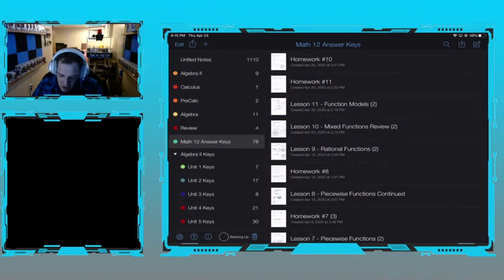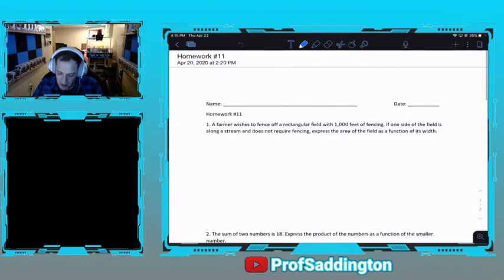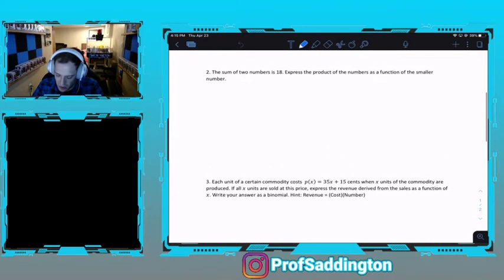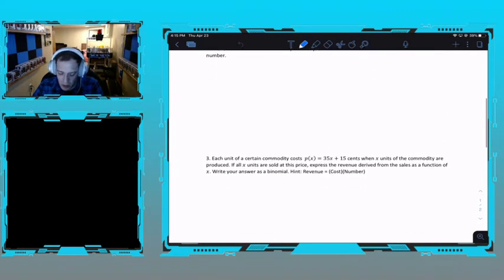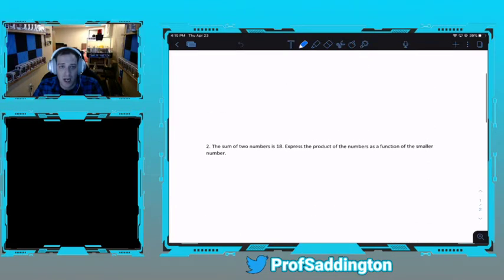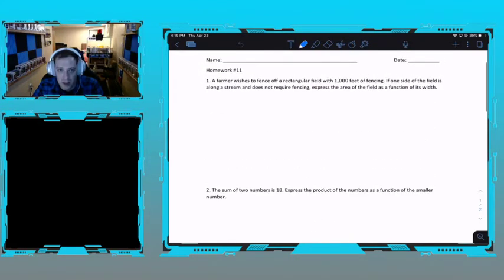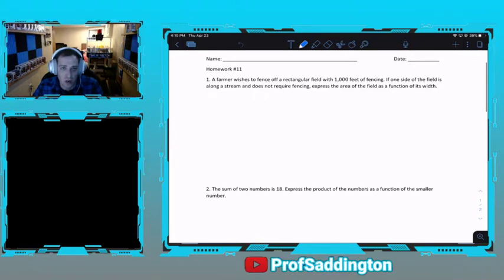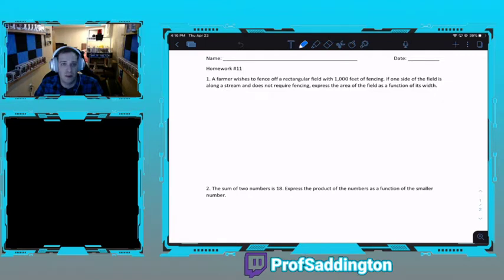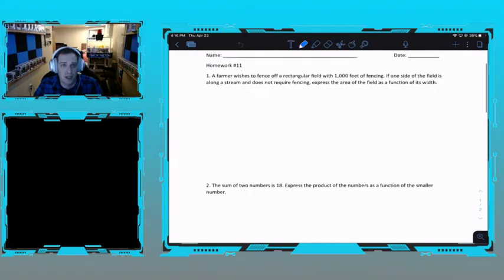I'm going to jump into homework number 11, and I'm just going to explain. First of all, you got 3 questions on here. Number 3 is very, very similar to what we just did in that last question. Number 1 is similar to the first question. It's just the differences in number 1, it's the fences across a stream. So it's very, very similar. So make sure that you're feeling okay with that.